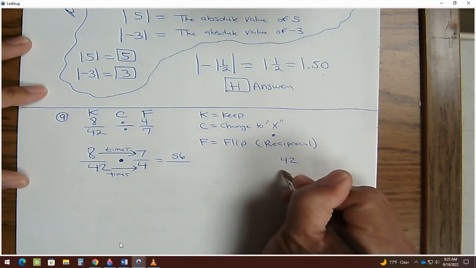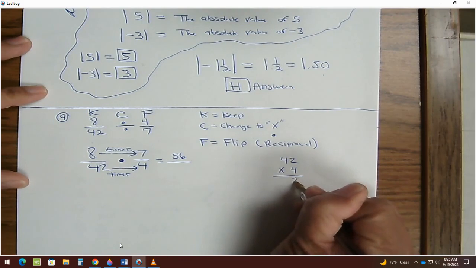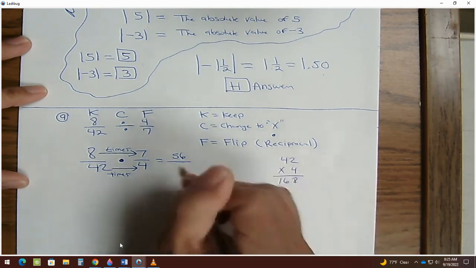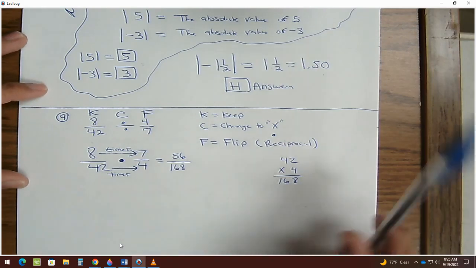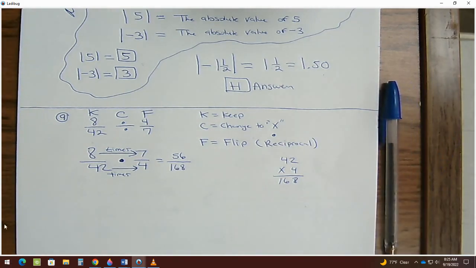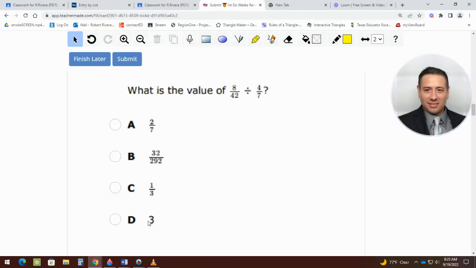Guys, if you don't know, don't try to do this mentally. Just go to the side. 4 times 2. 4 times 4. 16. The answer right now is 156 over 168. Yes? I go to my choices and you're going to see that it's not going to be there. Is it there? No. Do I panic? No. I need to simplify.